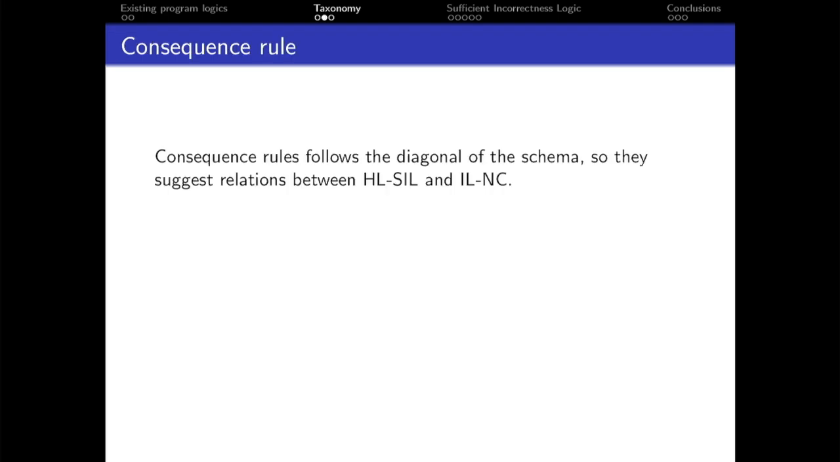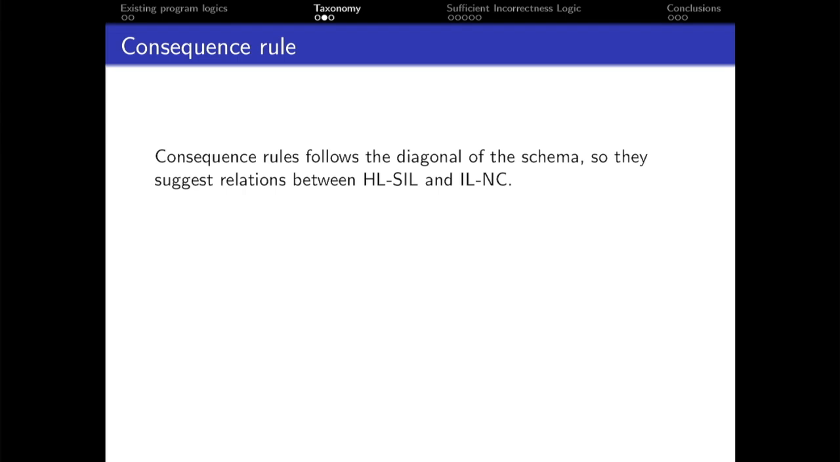And the first thing we consider is the consequence rule, that is the ability to weaken or strengthen the pre and post condition in a logic. And we have that in the schema, the consequence rule follows the diagonal. So for both our logic and sufficient incorrectness logic, we can shrink the precondition and weaken the post. And conversely, incorrectness and necessary conditions have the same consequence rule, which is the opposite.